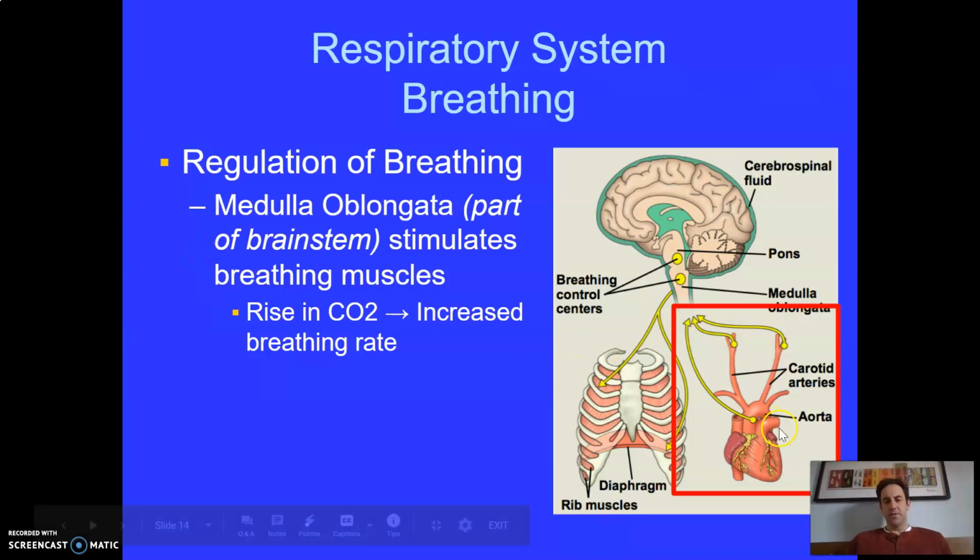So when these chemoreceptors, again in the aorta and in that blood vessel in your neck called the carotid artery, send signals to the brainstem, that causes your brainstem to send signals to your intercostal muscles and to your diaphragm and affect breathing. So if your CO2 levels go up, that causes you to breathe more. This should make sense because if you go for a run, for example, your body's doing more cellular respiration, that's kicking out CO2. That rise in CO2 is detected by these chemoreceptors. They send a signal to the medulla oblongata. The medulla oblongata says, breathe more. And that's why when you're exercising, you breathe more.